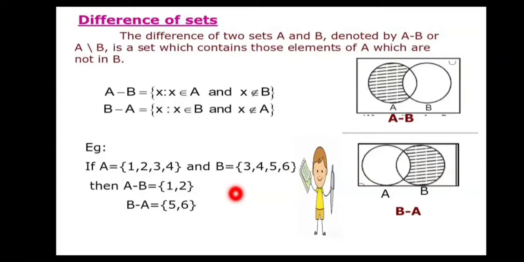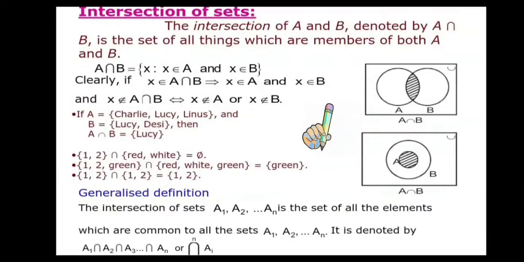Then how can we write A minus B? We have to write it as a subtraction, which means we have to subtract the elements of B and remove the common elements with B. That means 1, 2, 3, 4, we have to subtract the elements of B, 3, 4, 5, 6. Then is there any common element between these two sets? Yes, 3 and 4 are common elements. So we can write that.